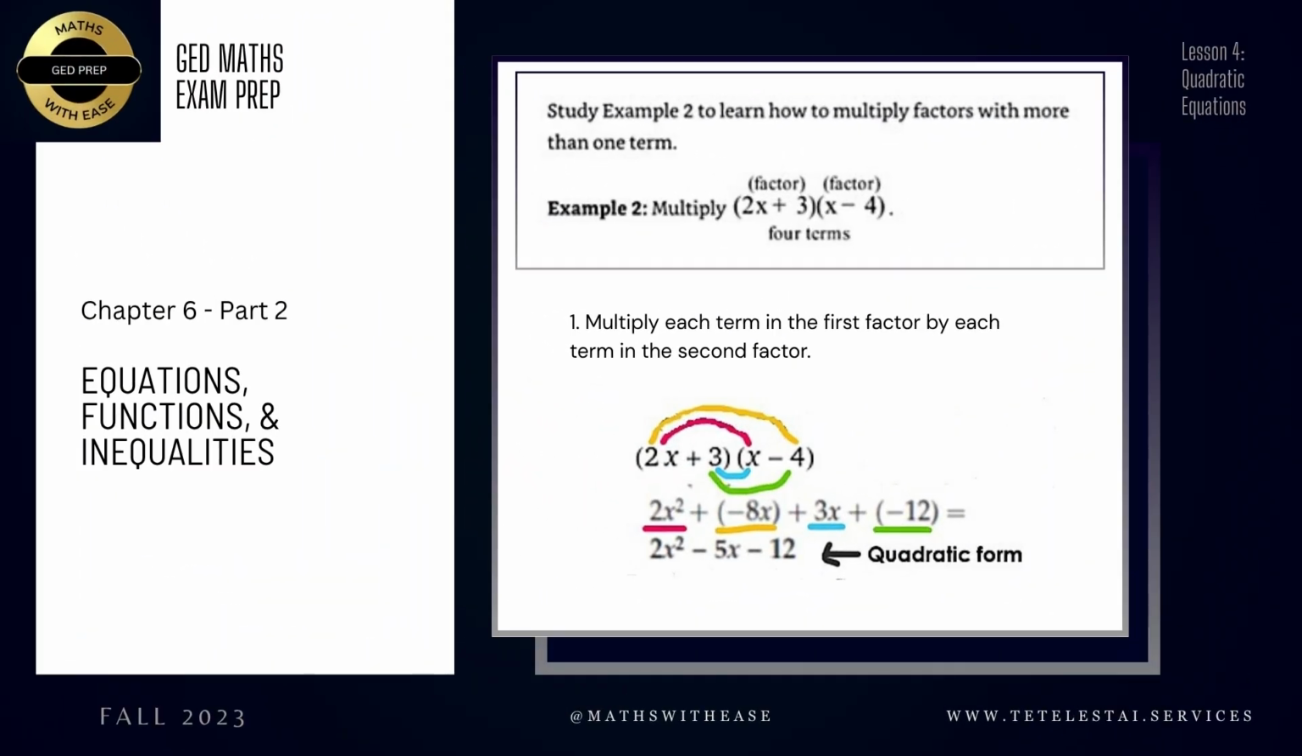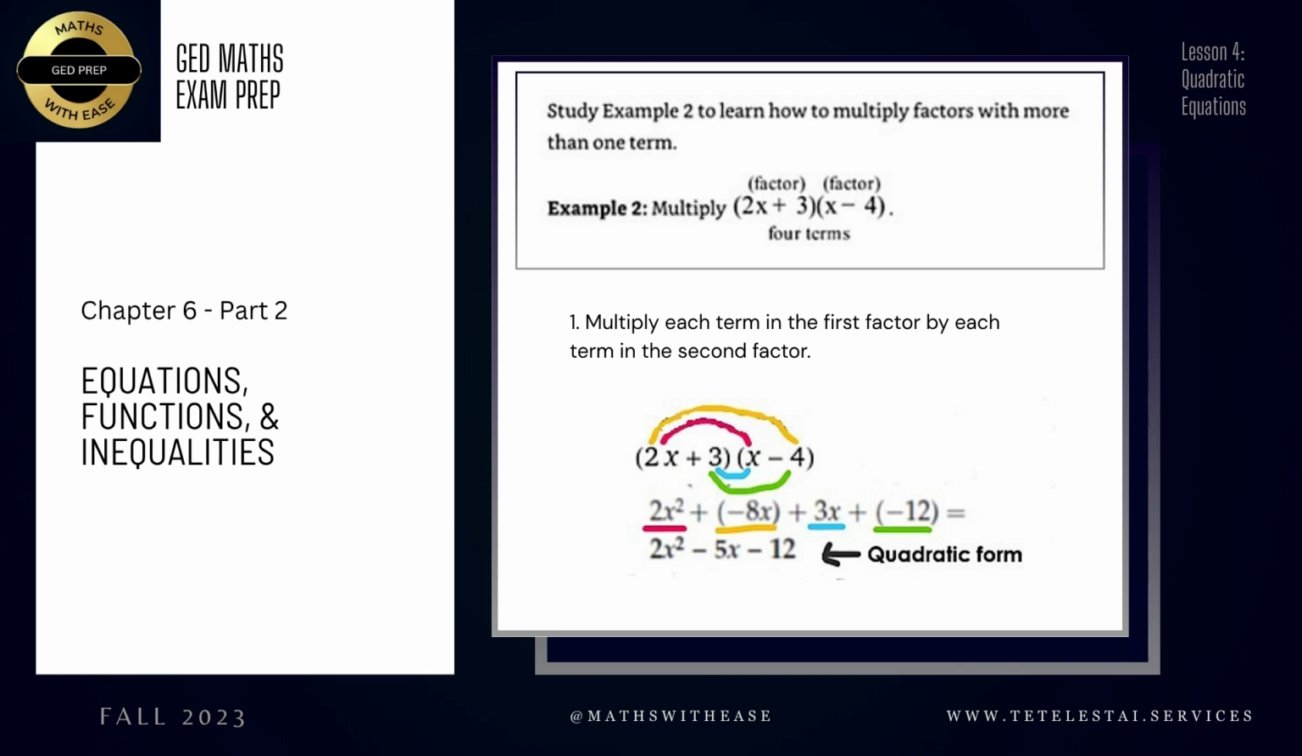Study this example to learn how to multiply factors with more than one term. So we're asked to multiply the first factor, which is 2x plus 3, by another factor, x minus 4. Anytime you see a set of terms written like this next to each other, they are referred to as factors. The factors in this particular expression have 4 terms total: 2x, a positive 3, x, and the negative 4. So you want to multiply each.